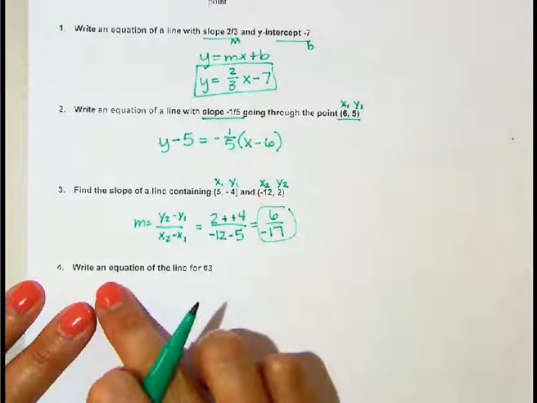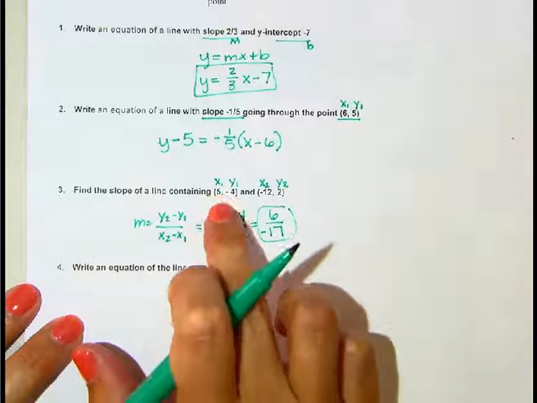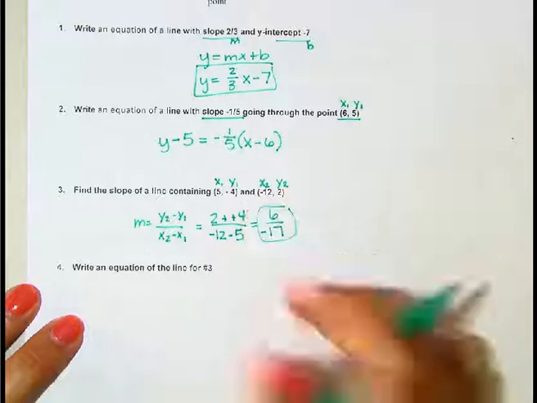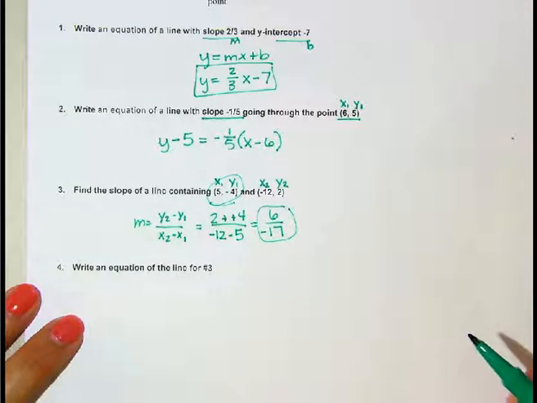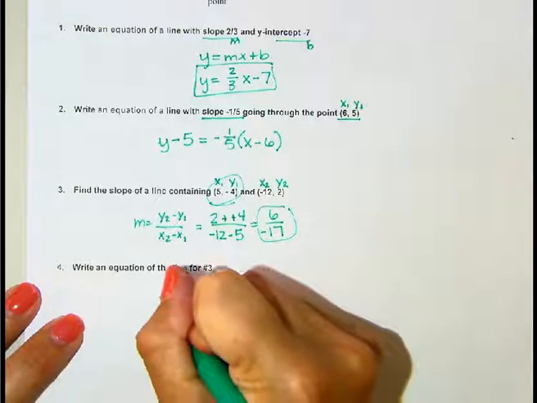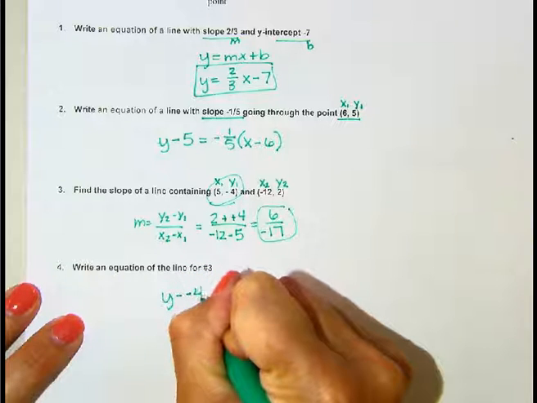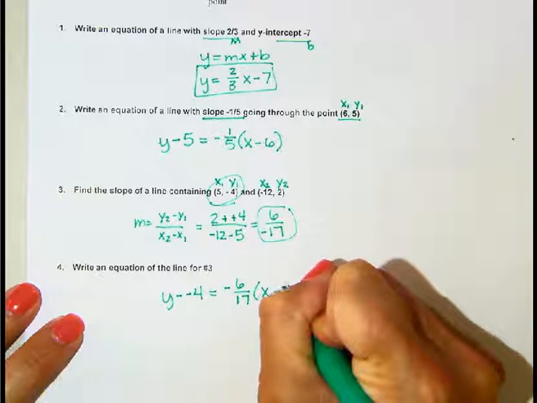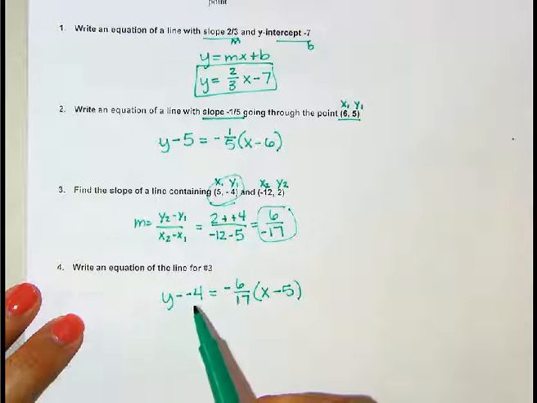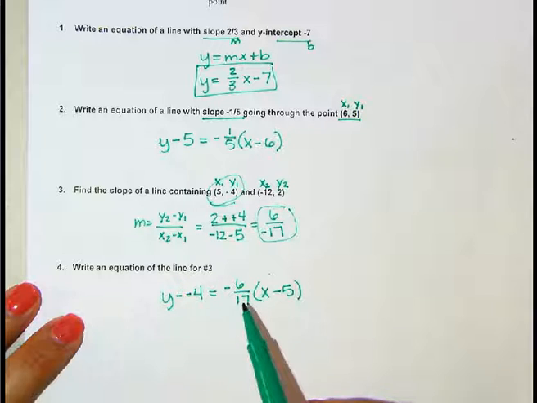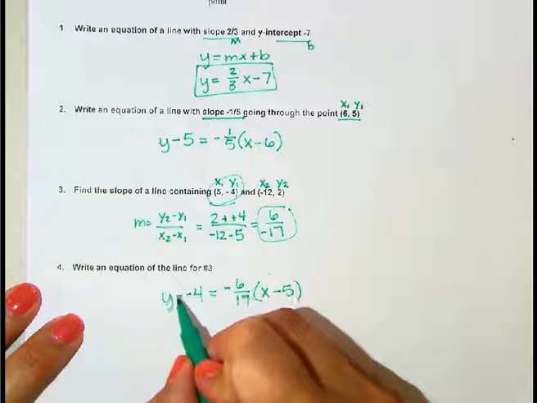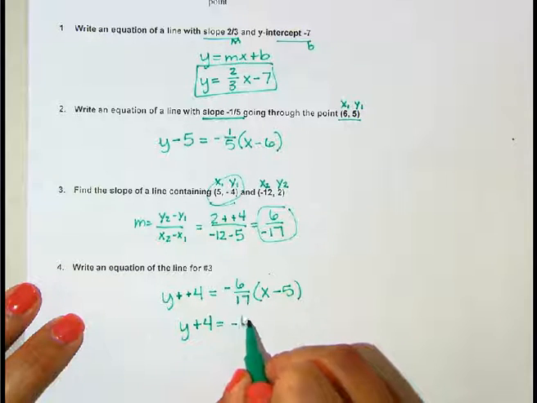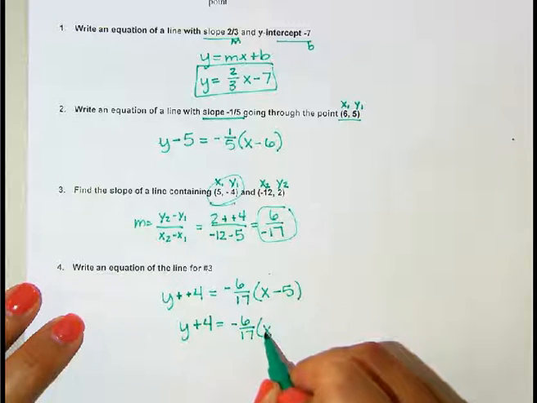And then number 4 wants me to write an equation for the line that goes through these 2 points. So I needed that slope, and I'm just going to pick one of those points. And I'm just going to go ahead and pick my x1 and y1. And I plug it in. So I'm going to have y minus a negative 4 equals negative 6 over 17, then x minus 5. Y minus y1 equals slope times x minus x1. Now, minus a negative makes plus a positive, so it's going to be y plus 4 equals negative 6 over 17 times x minus 5.